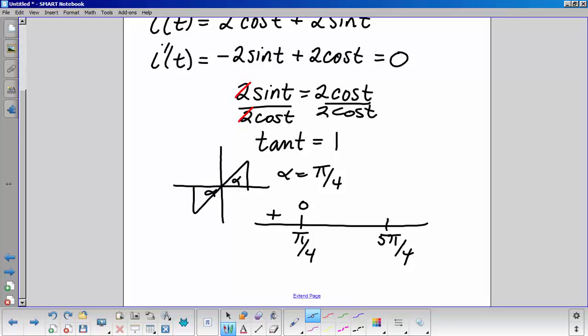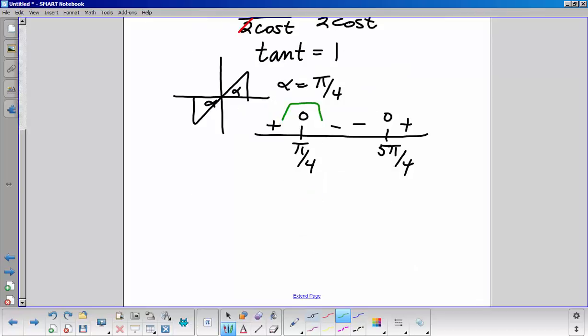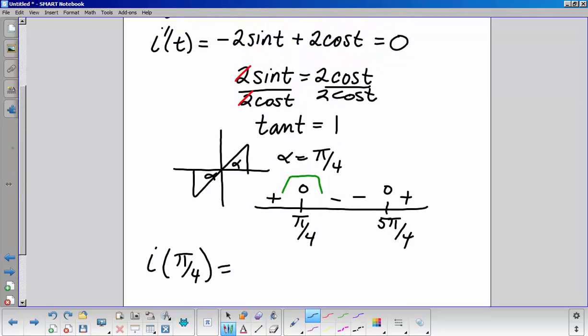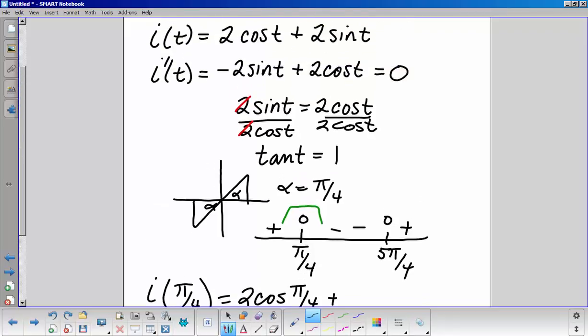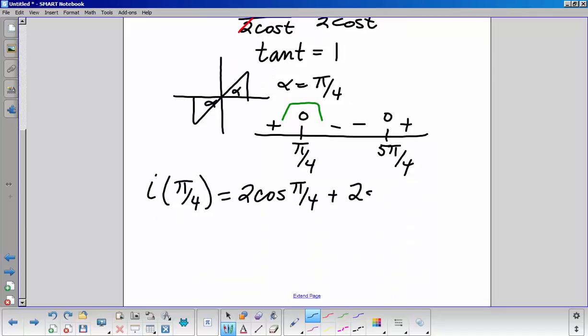What about if we plug in pi? This is still 0, and this is negative, and then this is going to be positive again. So we want a max. Where is that going to occur? Pi over 4. So I want I of pi over 4, which is equal to 2 times the cosine of pi over 4 plus 2 sine of pi over 4.